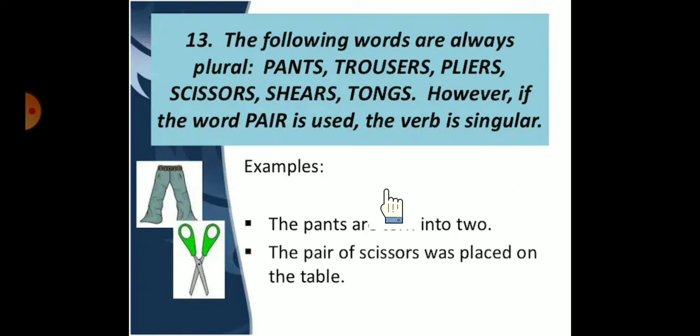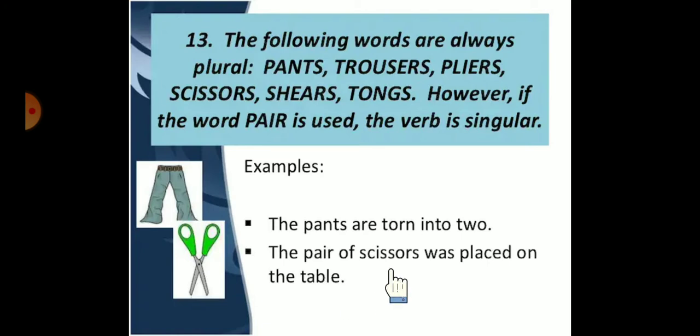You have a habit of saying one pair of shoes, two pairs of dresses, three pairs of chocolates, five pairs of books. You have a habit of saying pair, or one pair of a friend circle. But whenever the word pair is used, we have to use a singular verb with it. For example, the pants are torn in two. The pair of scissors was placed on the table. So the word pair is used here in the sentence.